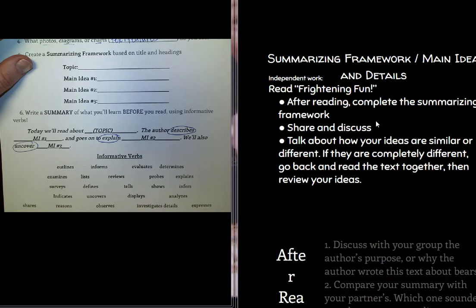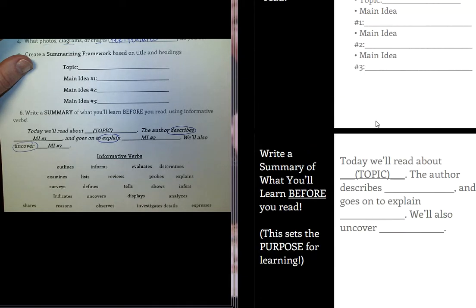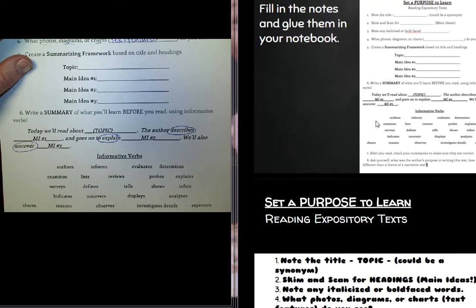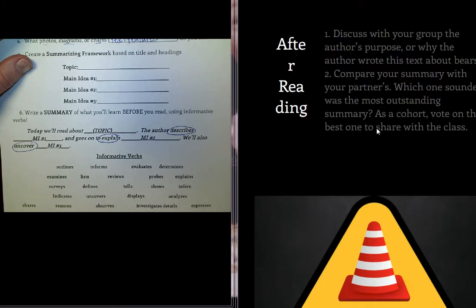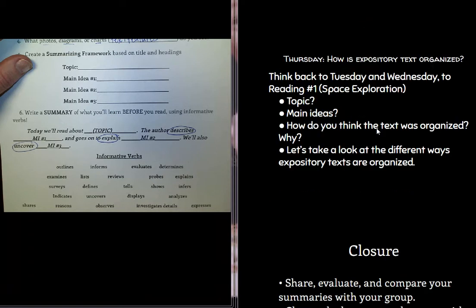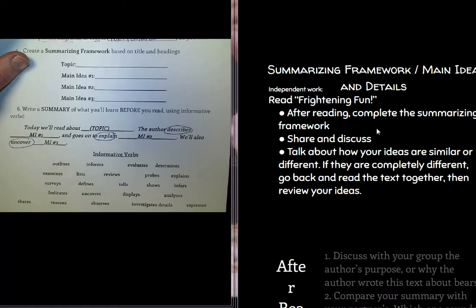Okay. Let me find my story, and it is somewhere in here. I've lost it. Let me see if I can find it.